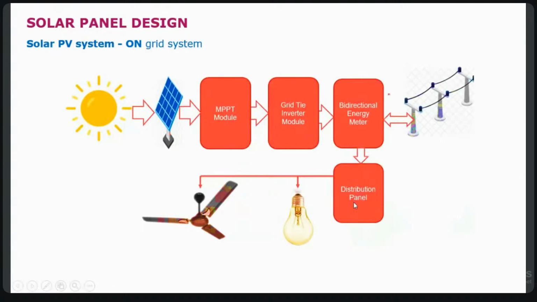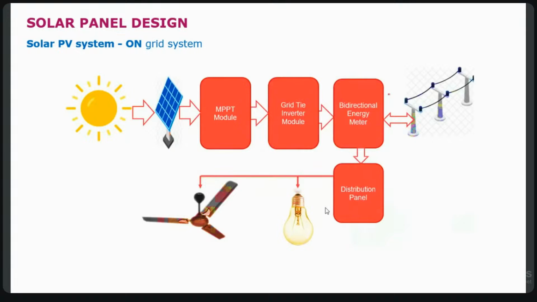Now the point is, you can supply sufficient power to the system, and excess power can be transferred to the grid. So this is what the on-grid system is. In an on-grid system, the excess power can be transferred to the grid, and we can even give it to the load through the distribution panel. This is what bidirectional means. In the absence of any solar power, you can take power from the grid.